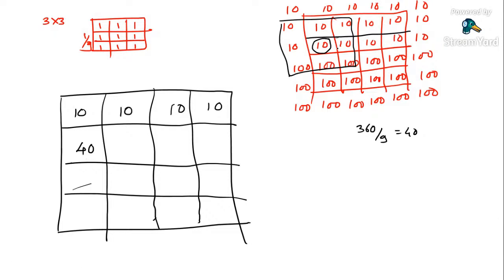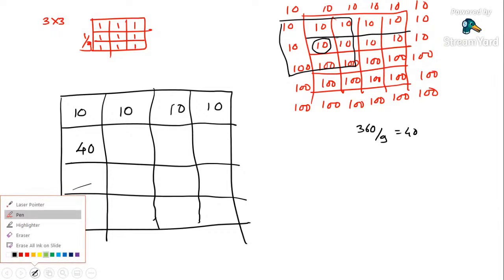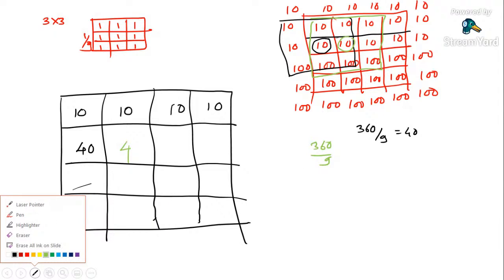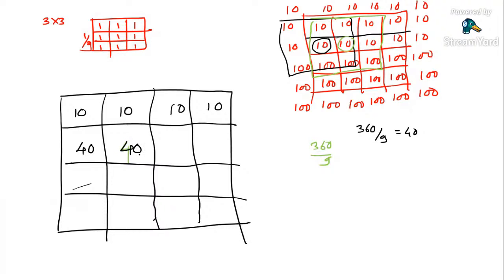Similarly, the mask is now shifted to this location, and it overlaps with those 9 points. What will be the answer at that location? 360 divided by 9, so it will be 40. Then it moves towards the next position, and again the sum is 360, so 40. Then the mask shifts to the next location, and it is again 40. After performing it, the mask will come to the next location, which is nothing but the next row.